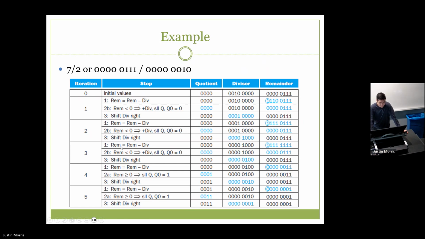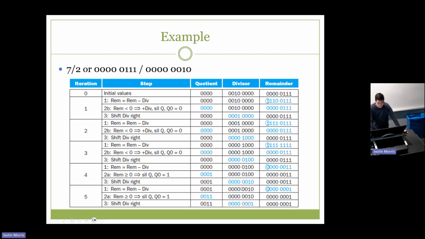Step 3, we subtract and get a negative result. So the quotient gets a 0, and then the divisor goes to the right by 1. Iteration 4, we subtract. This time it's positive, right? So that means we do not restore. We give our quotient a 1, and then we shift our divisor right.